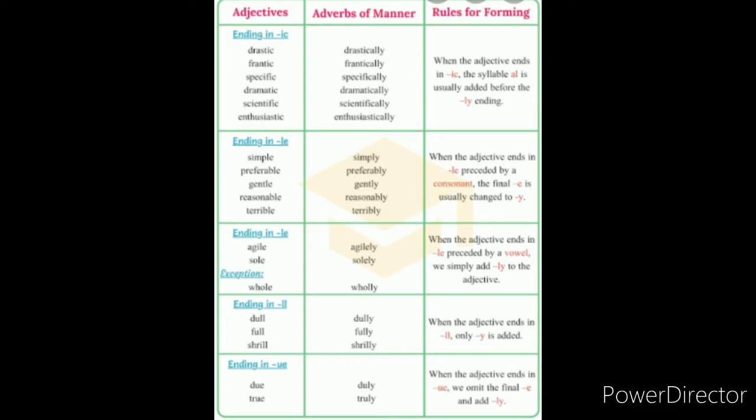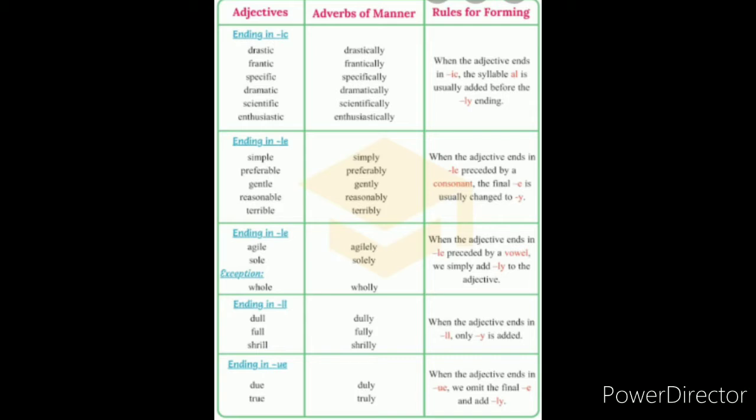And the second one, ending in LE. For adjectives that end with LE, simple, we just remove E and add L and Y. Simple, simply. We just remove E. So preferable, preferably. E should be removed. Gentle, gently, reasonable, reasonably, terrible, terribly, ending in LE.